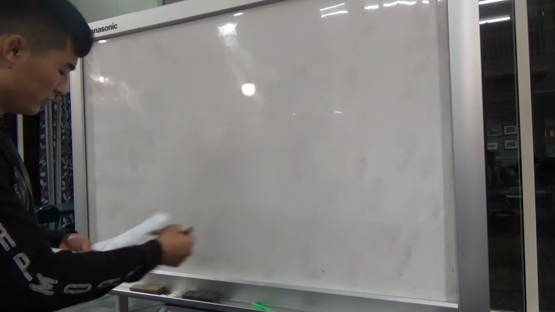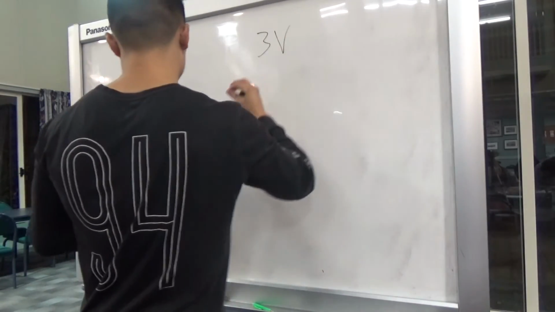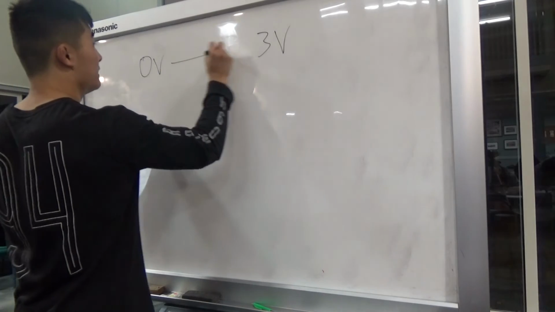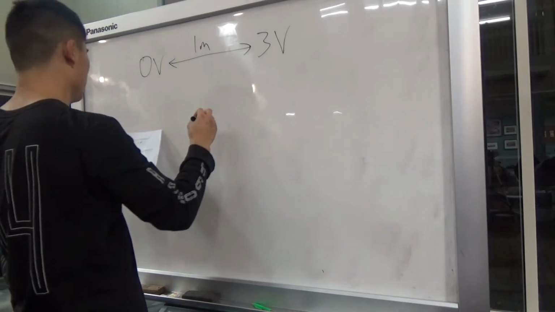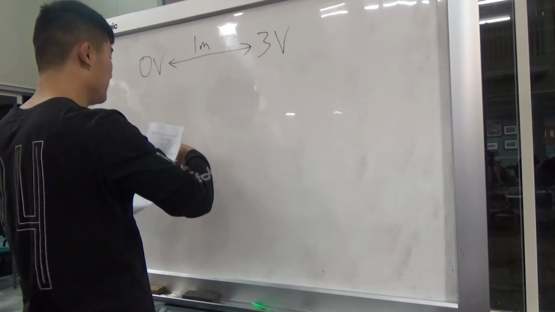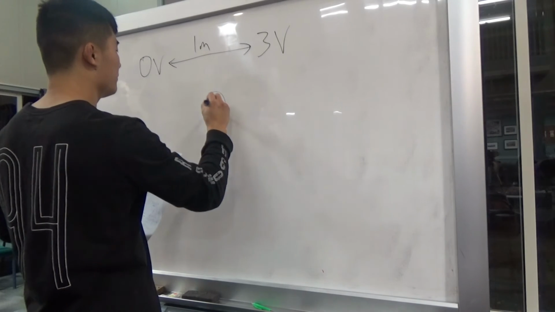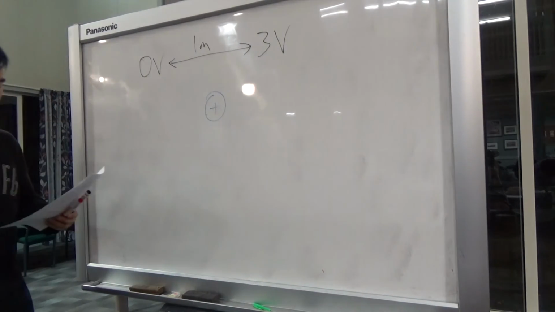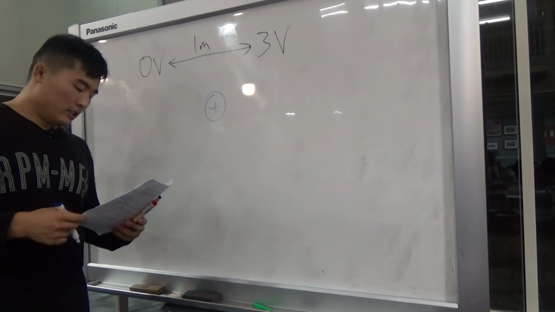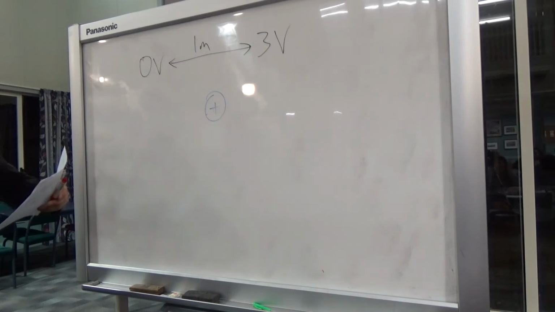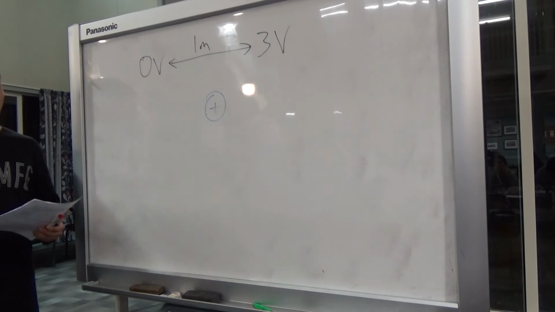So we have 0 volts, and then we have 3 volts over here, and the distance between them is 1 meter, and we have a charge, a positive charge. So remember, protons are positively charged. So what we first need to do is we need to find out the strength of the electric field.